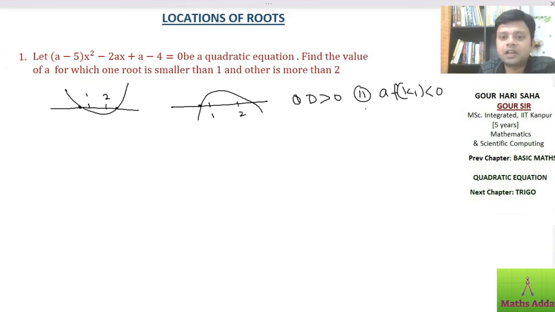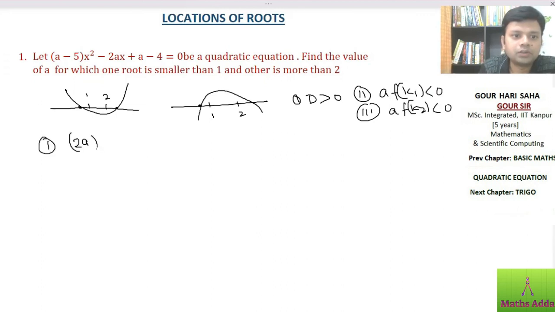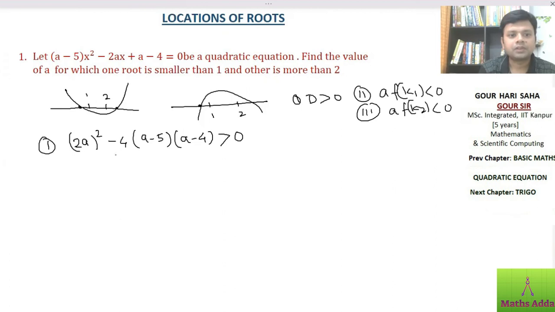So these a, f, k1 are the factors. Similarly, tell me what will be f(k2)? It will also be less than 0. D, so it is (2a)² b² minus 4 into (a minus 5) into (a minus ...) greater than 0. So let's solve it.